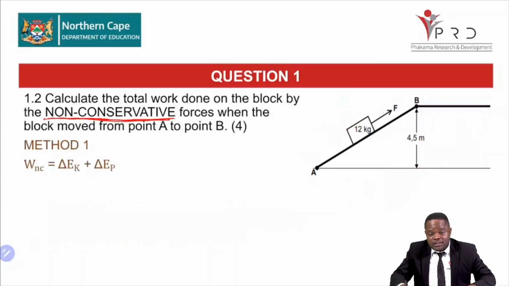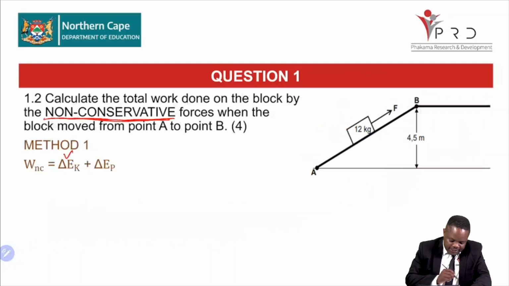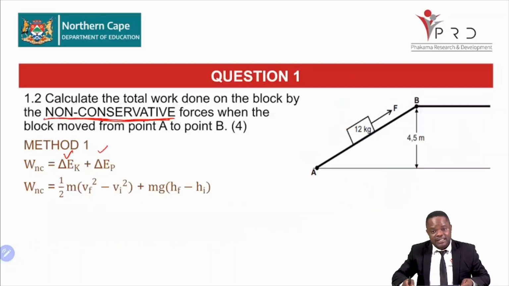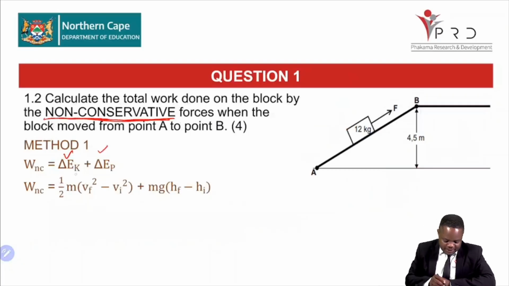We know that the work done by the non-conservative forces is equal to the change in mechanical energy of our object. And the change in mechanical energy is equivalent to the change in kinetic energy plus the change in potential energy. And then how do we find the change in kinetic energy? Half m (vf minus vi), that is the final velocity minus the initial velocity.